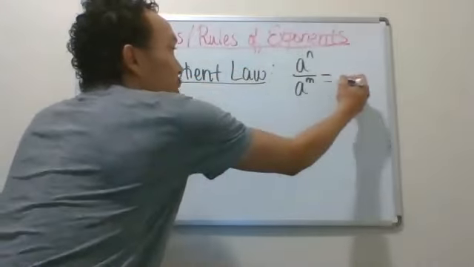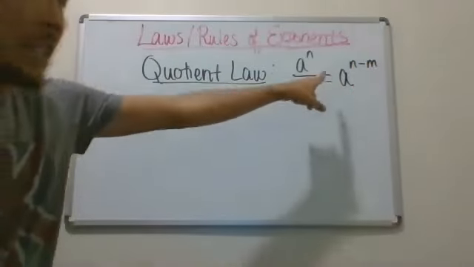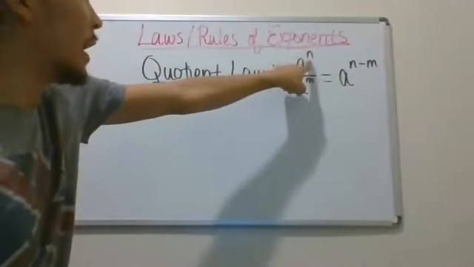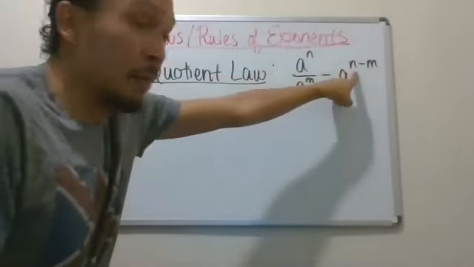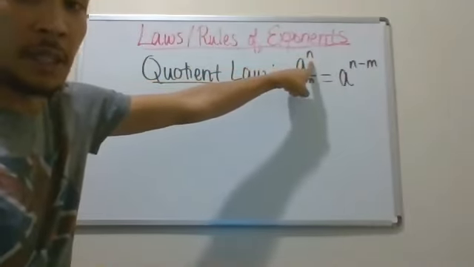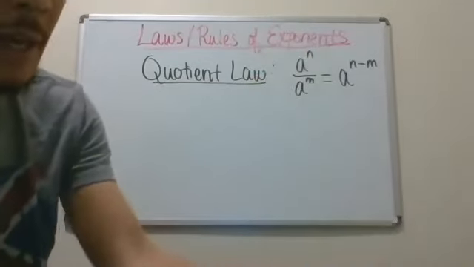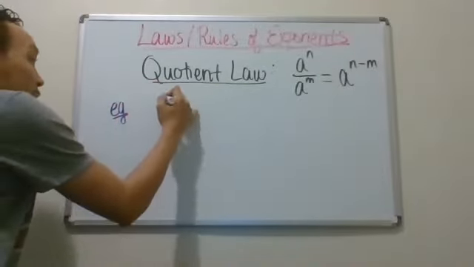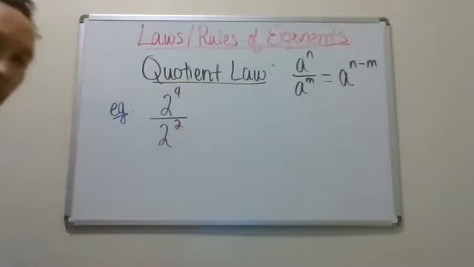So this is going to be equal to a to the n minus m. We always want to make sure the first number that appears in this expression is the numerator's exponent, not the denominator. So the first number that appears in my n minus m is always going to be the numerator's exponent. So let's look at an example. Let's say I have 2 to the 4th power being divided by 2 squared.